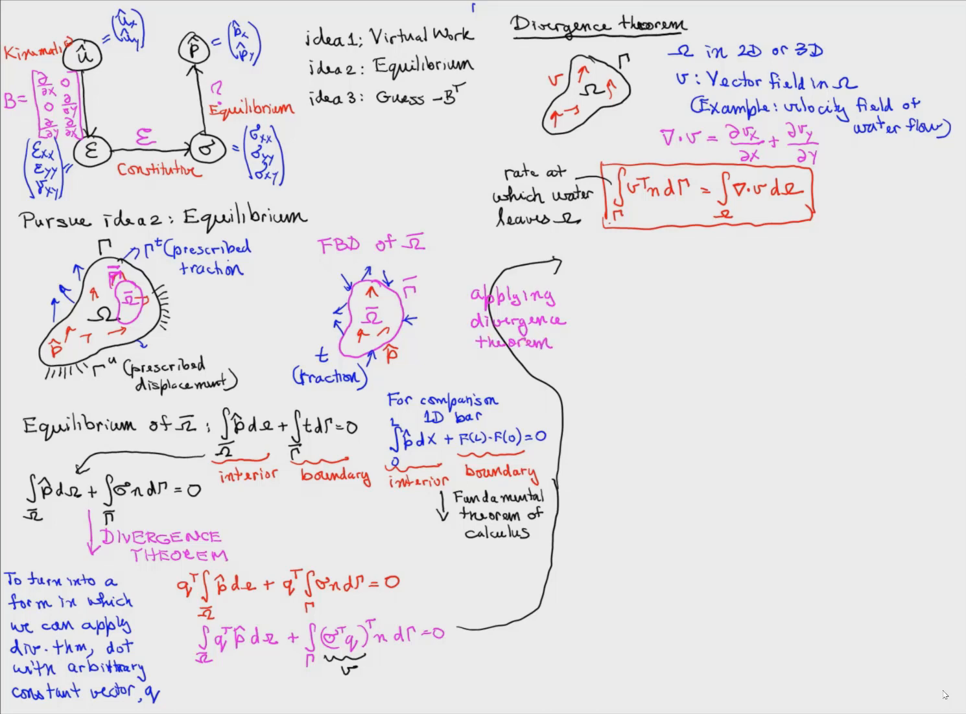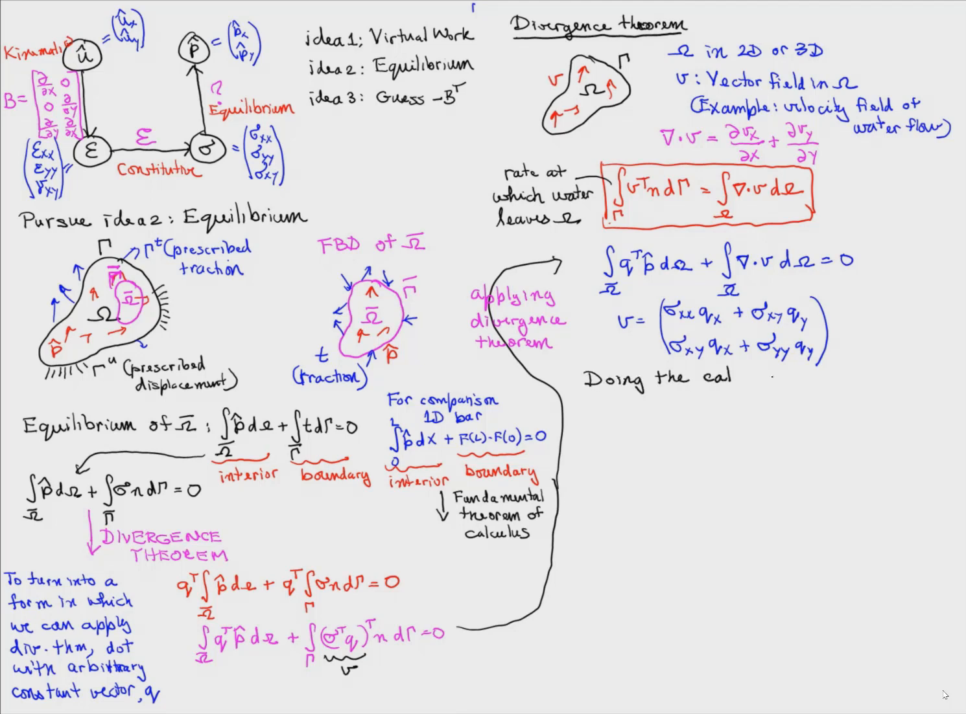where the first integral remains the same. Now the second integral, we've applied the divergence theorem. Now the vector field v is sigma transpose times q. The sigma is symmetric, so the transpose is the same as the matrix itself. So sigma times q can be written like this.